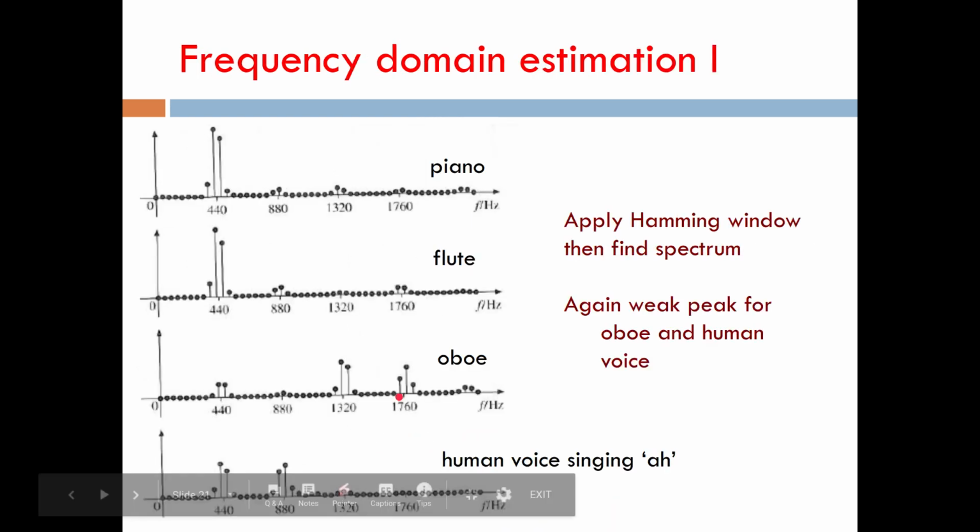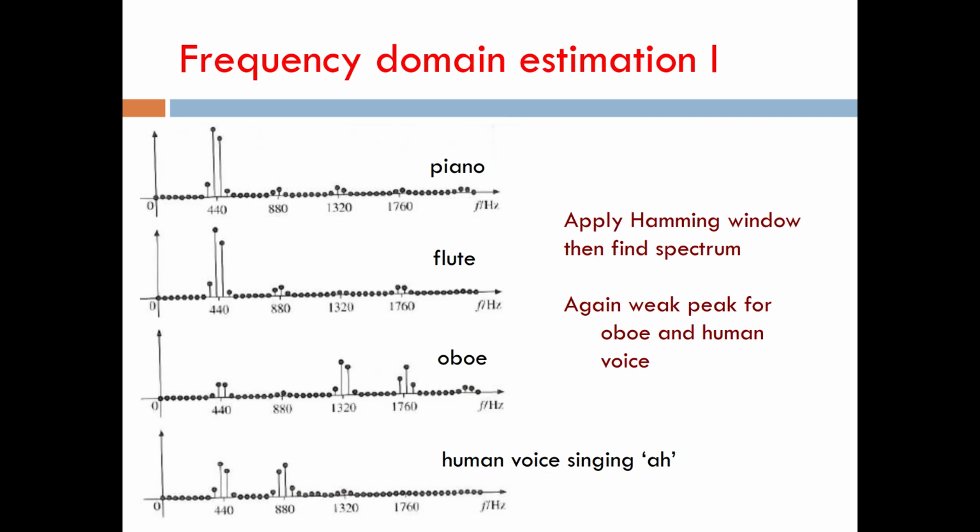There's another method to do this. Now this is frequency domain estimation. We apply something known as a Hamming window and acquire a discrete spectrum of the frequency components. And now we can clearly see peaks at 440 Hertz and the harmonics of 440 Hertz for each of the instruments. But we also recognize weaker peaks in the case of oboe and the human voice.